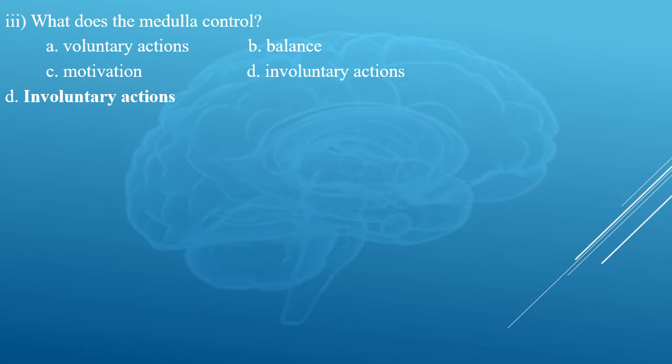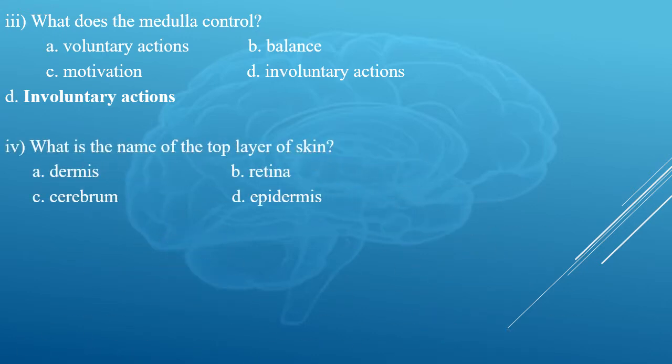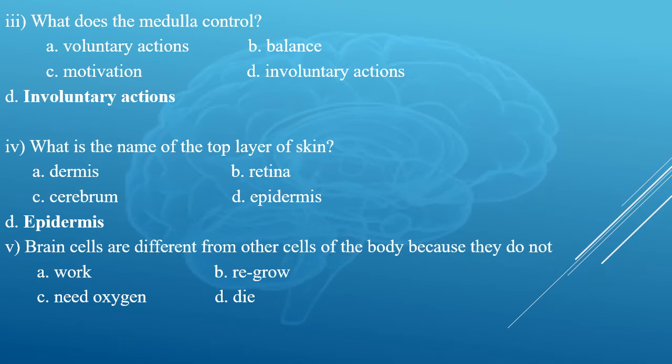Involuntary actions. Number 4 is what is the name of top layer of skin? The options are A. Dermis, B. Retina, C. Cerebrum, D. Epidermis. The answer is option D. Epidermis. Number 5. Brain cells are different from other cells of the body because they do not: option A. Work, B. Regrow, C. Need oxygen, D. Die. The answer is option B. Regrow.